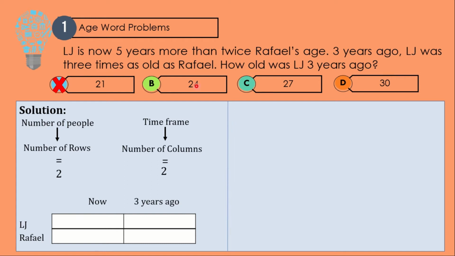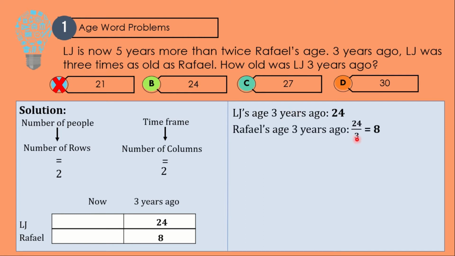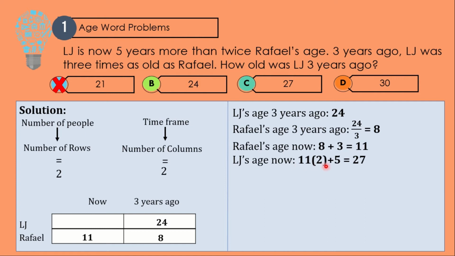LJ's age 3 years ago was 24. To find Rafael's age 3 years ago, let's divide it by 3, we'll have 8. And let's add 3 to find Rafael's age now, we'll have 11. And to find LJ's age now, let's multiply it by 2 and add 5, we'll have 27. So LJ's age now is 27, and 3 years ago he was 24, while Rafael is 11, and 3 years ago he was 8. This table now satisfies the statement above, therefore letter B is our answer.